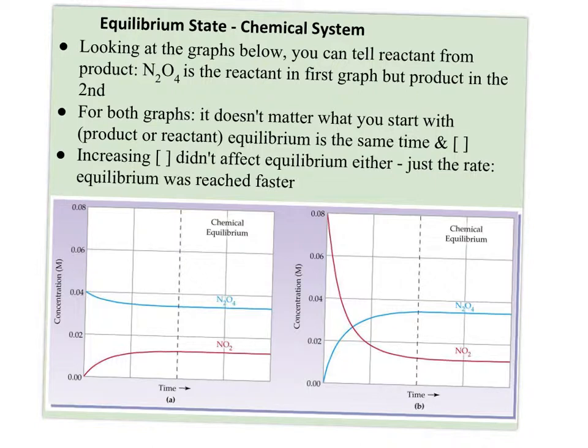For both graphs, it doesn't matter which direction you come from or what you start with, product or reactant. Equilibrium is the same, and the equilibrium concentrations are going to be the same. Increasing concentration won't affect equilibrium either. It'll just affect the rate and how quickly you reach that equilibrium.